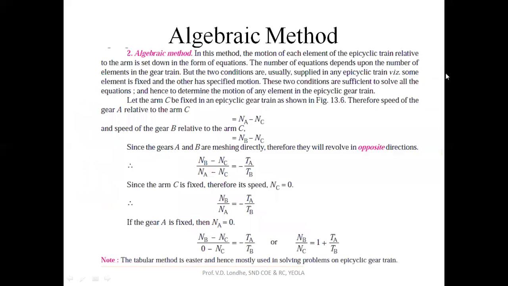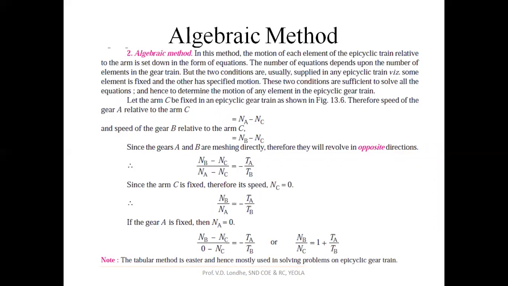Now the next slide is what? The next method is the algebraic method. So what is this algebraic method? In the algebraic method, the motion of each element in this epicyclic gear train relative to the arm is set down in the form of equations. So the number of equations depends upon the number of elements present in the gear train. For example, in the first case there are two gears, so we'll be having two equations.